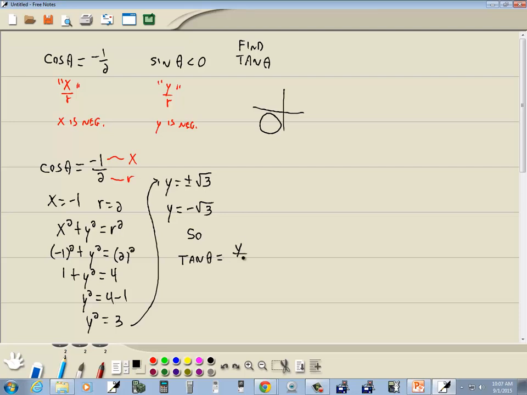Well, tangent is equal to y over x. Y we said was negative square root of 3 over x, which we said was negative 1. So negative divided by negative is positive, and square root of 3 divided by 1 is just square root of 3. And that's our answer.